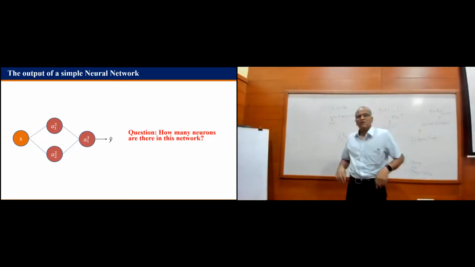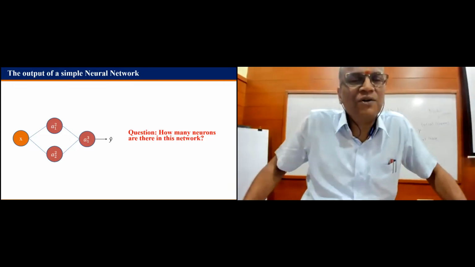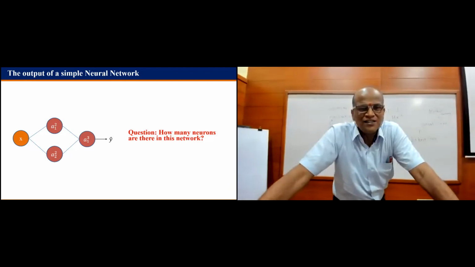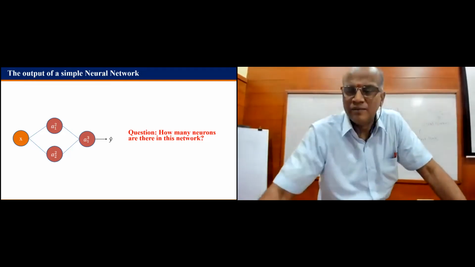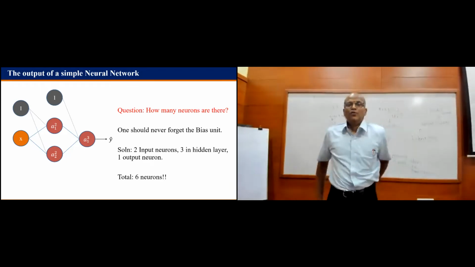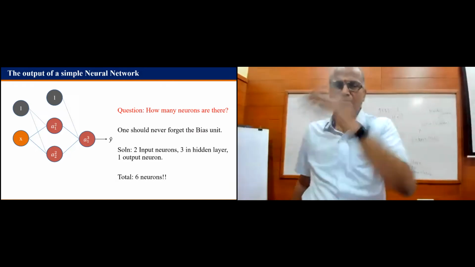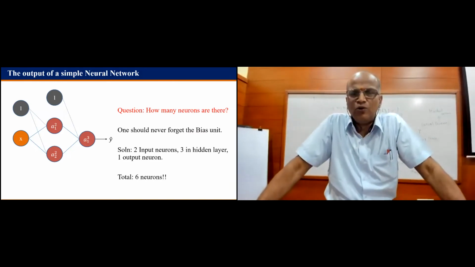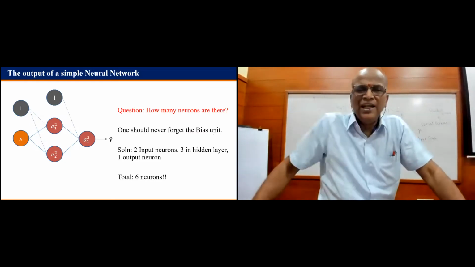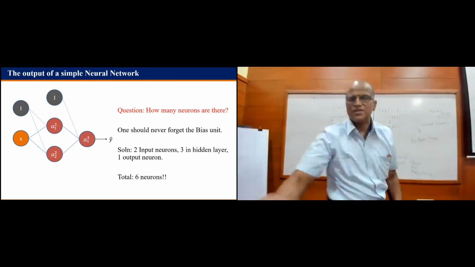Now, a simple quiz question. How many neurons are there in this network? You should never forget the bias unit. Of course, for the output layer, there is no bias unit. So you can see there are 2 input neurons, 3 in the hidden layer, and 1 output neuron. So the answer to the question is 6 neurons.